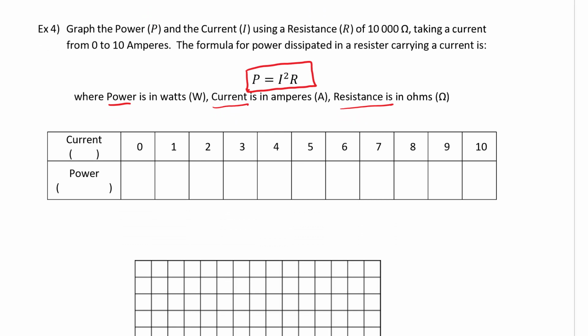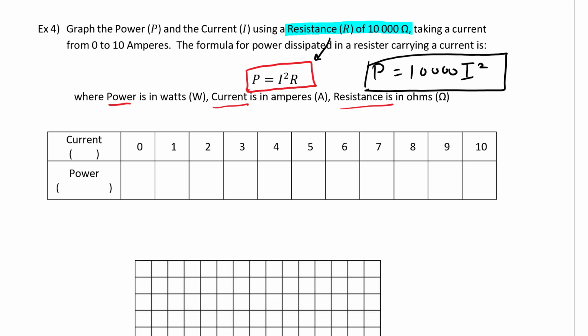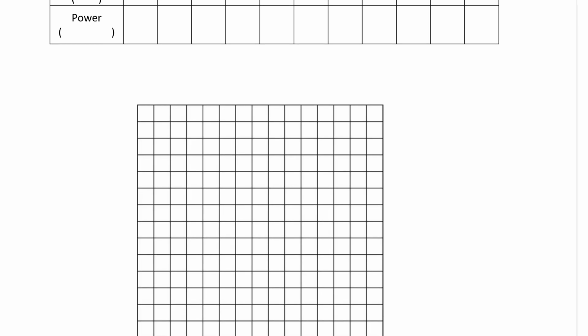So graph the power and the current using a resistance of 10,000 ohms. So this is already set for you. So what you should do is sub this in. This gives me the power is equal to 10,000 multiplied by my current squared. As you can see, as I change the resistance, this formula will change. What I'd like you to do now is plug in your independent variable, this current. I'm selecting the current. I'm calculating the watts. We're not doing this through experimentation. We're doing this through a formula. Complete this table, including units, and then make an appropriate graph. Give that a try now.